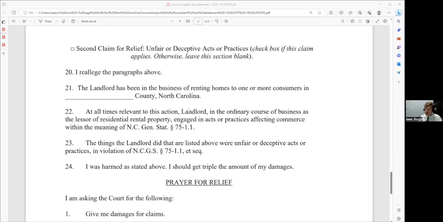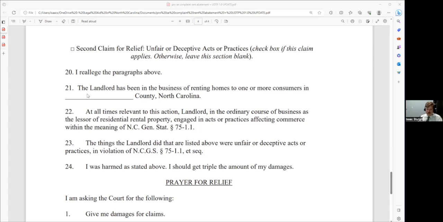So it's a very powerful tool, and in most cases, again, if the landlord fails to make repairs, it violates this law. And we have some good case law on that. So if the tenant wants to bring this claim too, they would need to check that box up there next to second claim for relief.